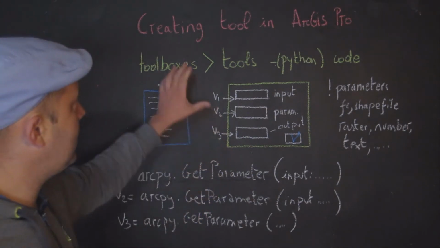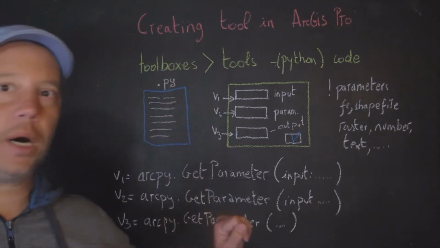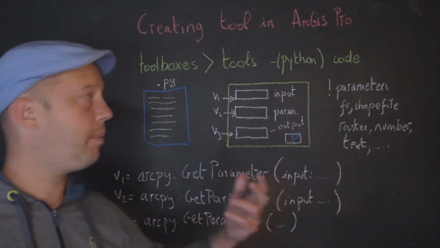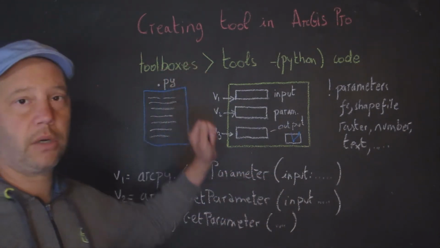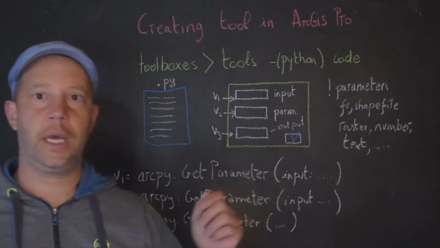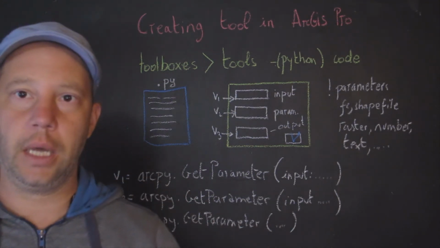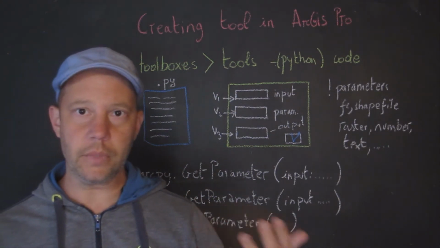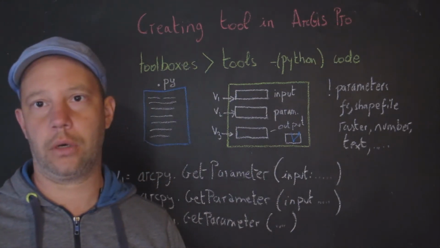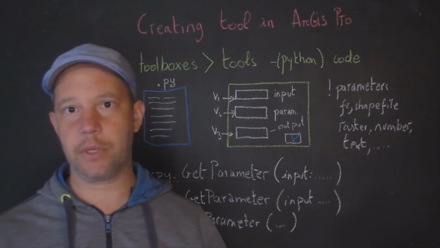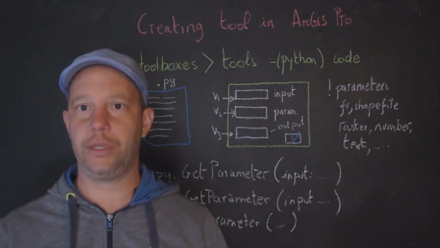So we know that tools in ArcGIS Pro can be accessed from the Toolbox, and then those toolboxes are made out of tools, and those tools typically are either written in a specific coding language, like C#, for instance, or some could also be written in Python.